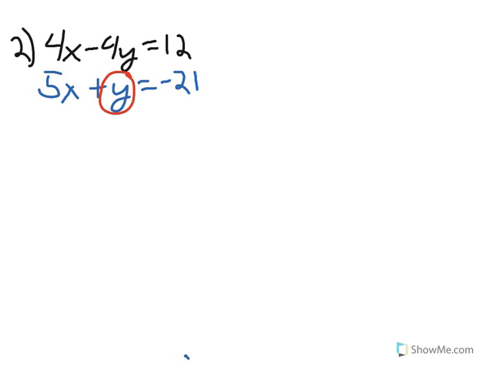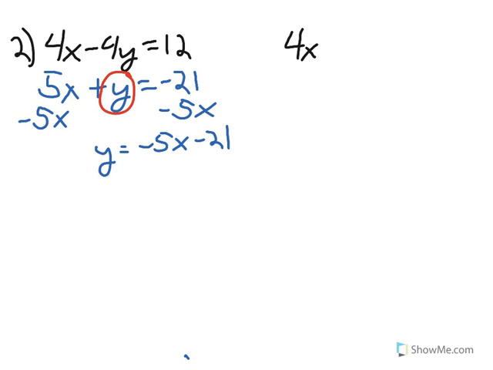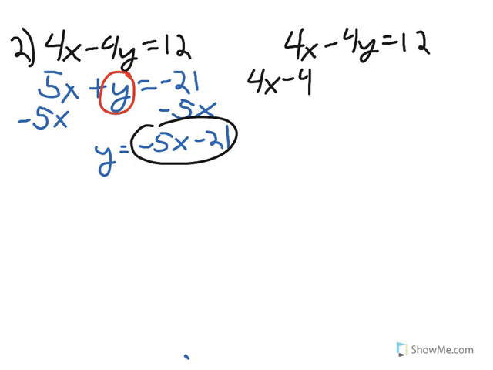So to solve for y, I have to subtract 5x on both sides. And then I get y equals negative 5x minus 21. So this is a great place to be. I have it solved for y, so I can plug into my black equation. The black equation is 4x minus 4y equals 12. I'm going to plug in all of this where my y was. So now it becomes 4x minus 4, I'm going to put in my parentheses, negative 5x minus 21, and that equals 12.